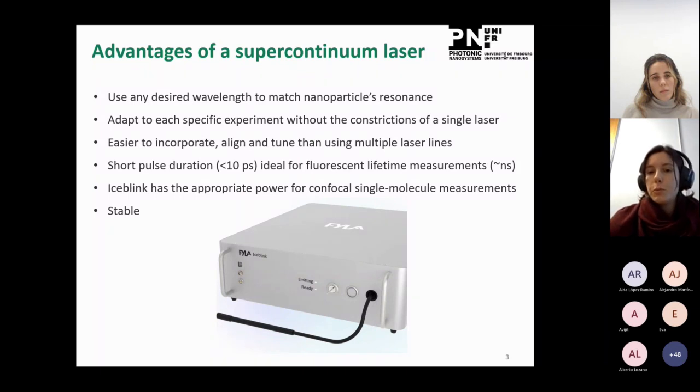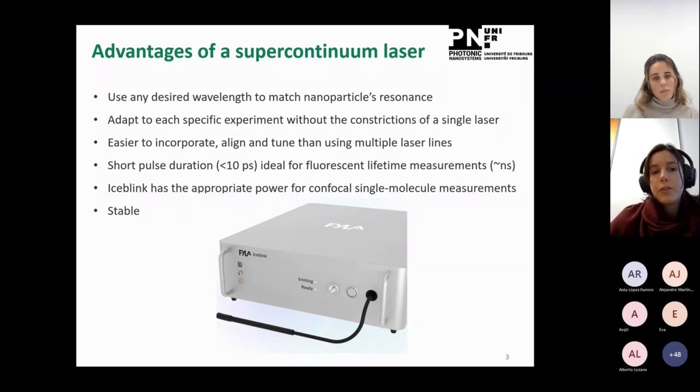And also if we want to do multicolor experiments, instead of having multiple laser lines, we could have a single laser source from which we can extract different laser lines. I will show later how we do this.